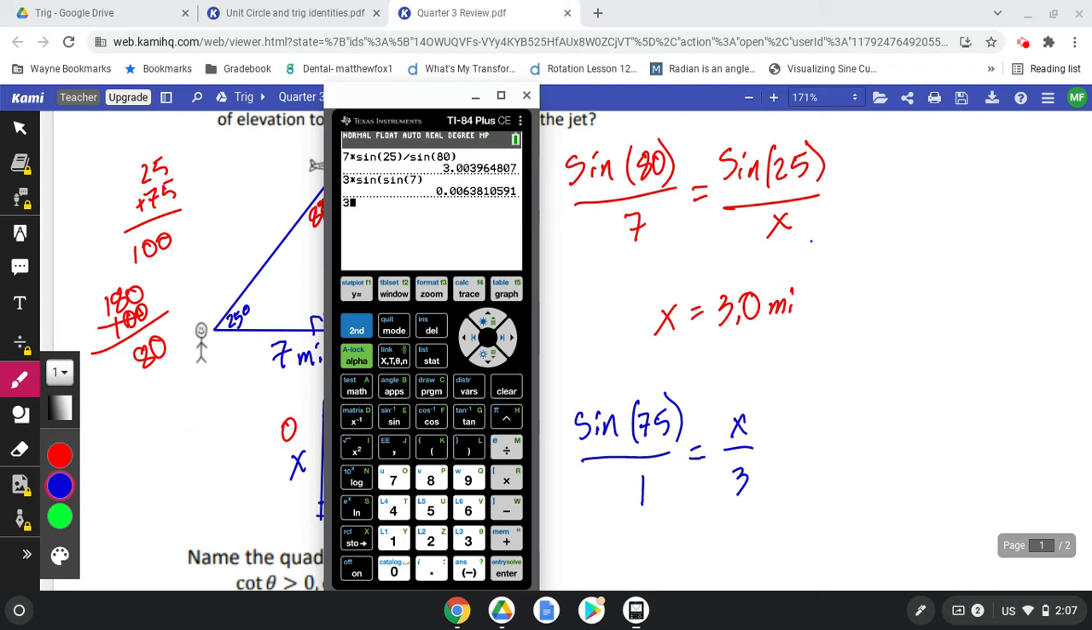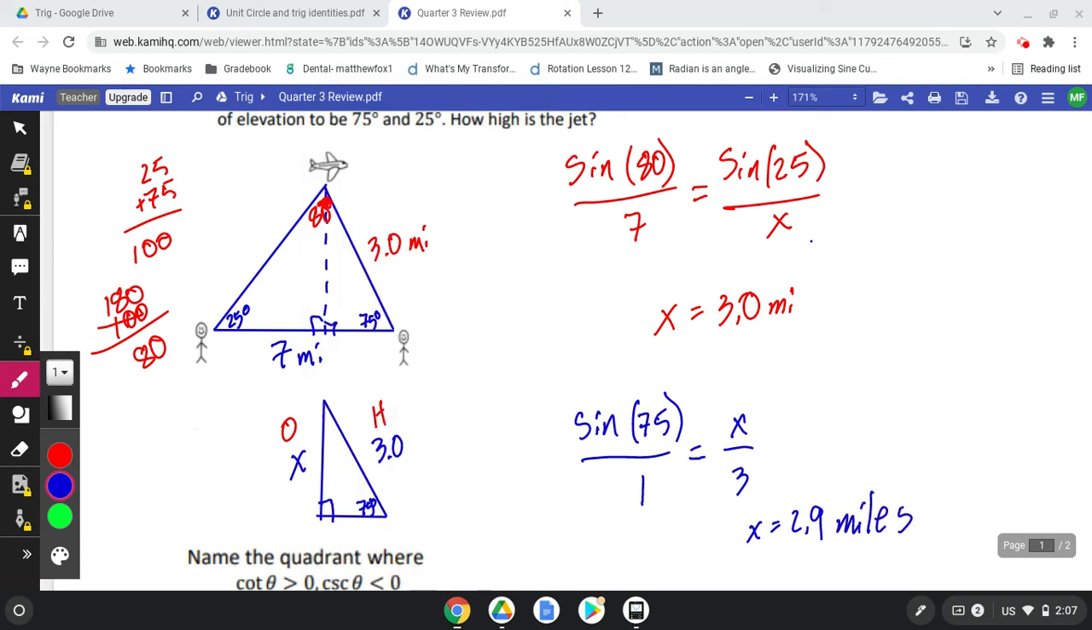Oops, I did that wrong. 3 times the sine of 75, close the parenthesis, hit enter. And as you can see, we get 2.89. So if we round to the nearest tenth, 2.9 miles. That would be our total height above the ground for that jet.